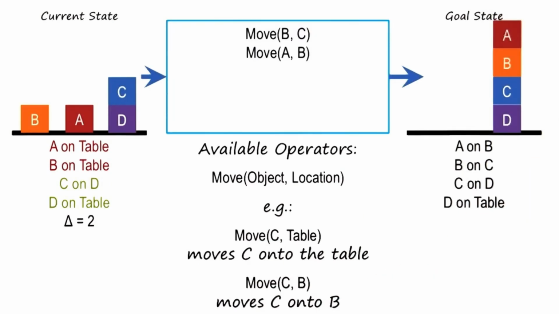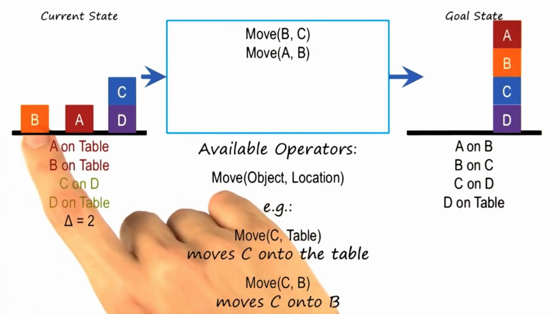So as before, there's actually two moves initially that will get us closer to our goal state. We could put A on B, or we could put B on C. We can recognize that B on C is the right goal because putting A on B will get in the way of putting B on C.